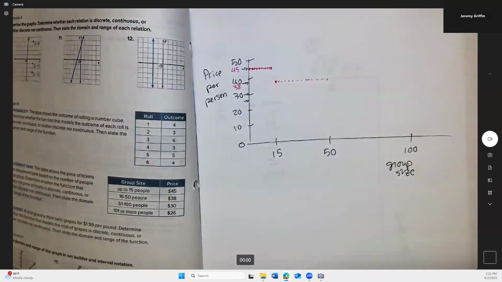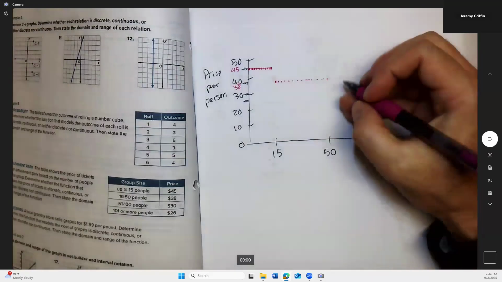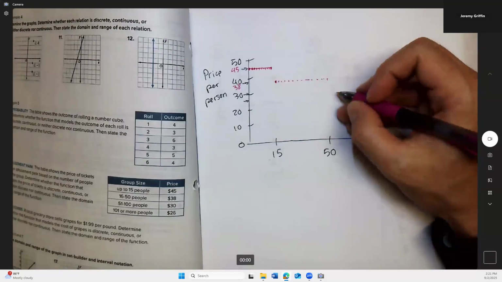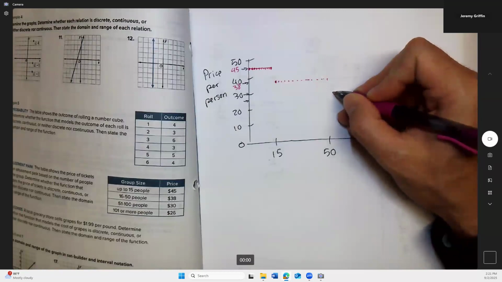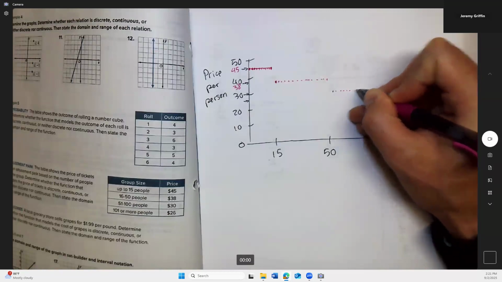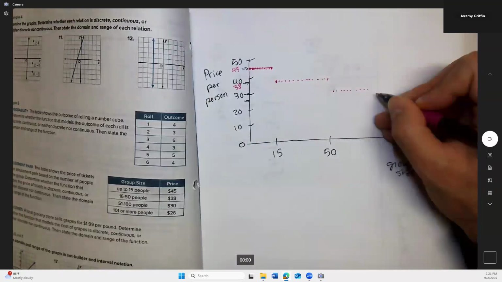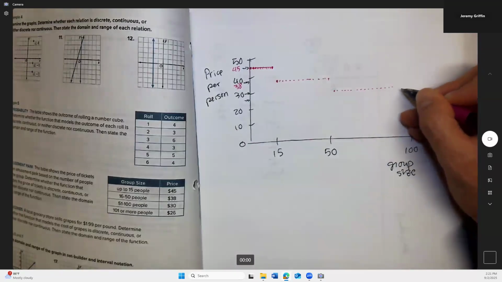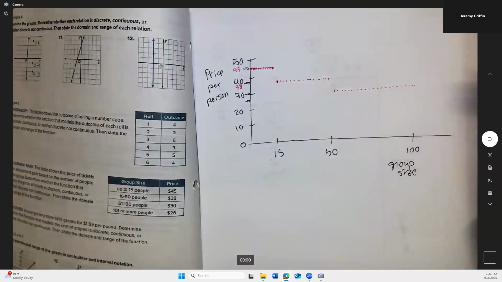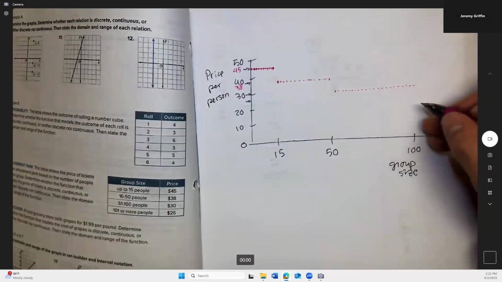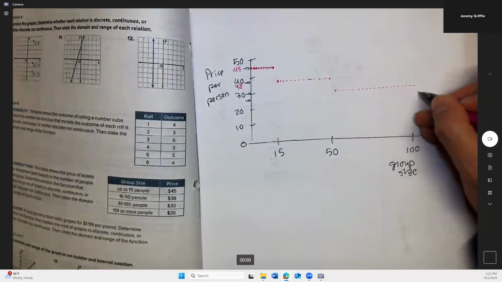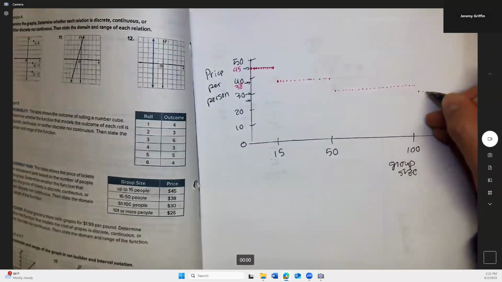Once you hit the 51st person, the price for everybody comes down to just $30. So if the 51st person, it jumps down here, and then beep, beep, beep, beep, beep. Right. Imagine I have like, I guess like 50 dots going all the way up to 100. Right. Group size of 100, same price. But once you hit the 101st person, the price per person drops down again. Right. So then it goes something like this.